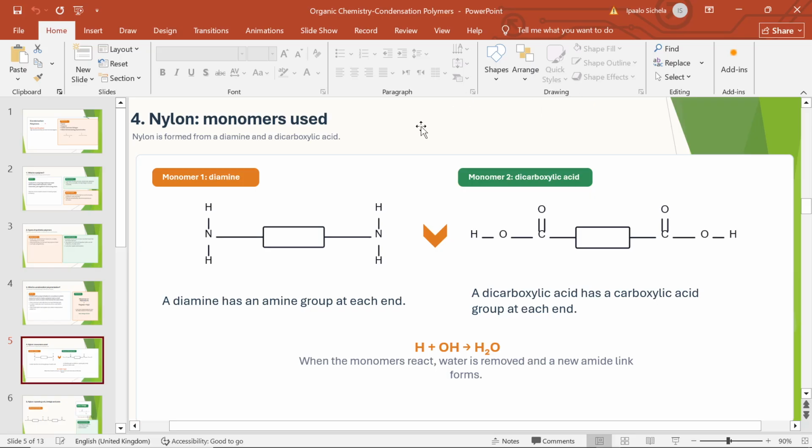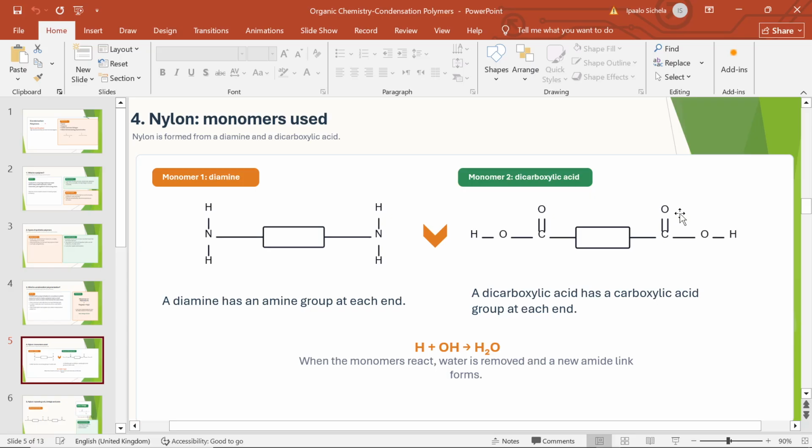Nylon is an example of a condensation polymer, and it is formed by combining two monomers, which are diamine and dicarboxylic acid. Those are the monomers of nylon. Diamine looks like this and dicarboxylic acid looks like that. For us to know how nylon is formed, we first have to remove the water. Once we remove the water, we combine everything to have nylon.